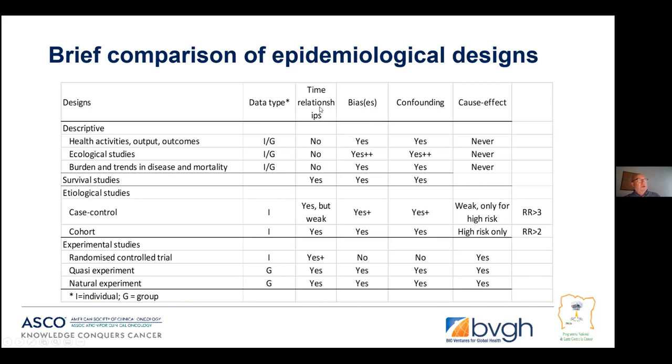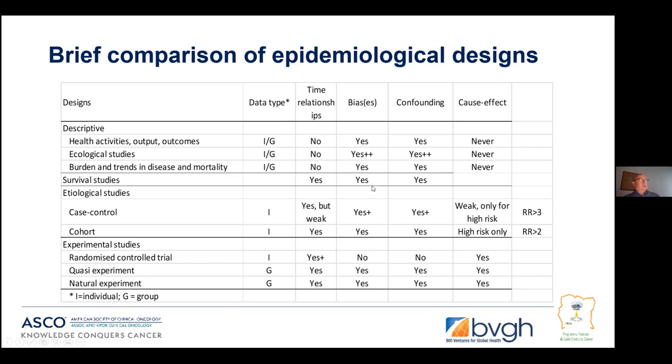As I said before, a time relationship is generally impossible with descriptive studies, and you can be very misleading when you don't have the appropriate design. Survival studies, indeed, must have a time relationship for assessing survival. In the etiological studies, the case control, in general you have a time relationship, but you must be careful to be sure there is a real time relationship. Cohort studies generally have a good time relationship. And the randomized trial is very powerful in terms of having a time relationship.